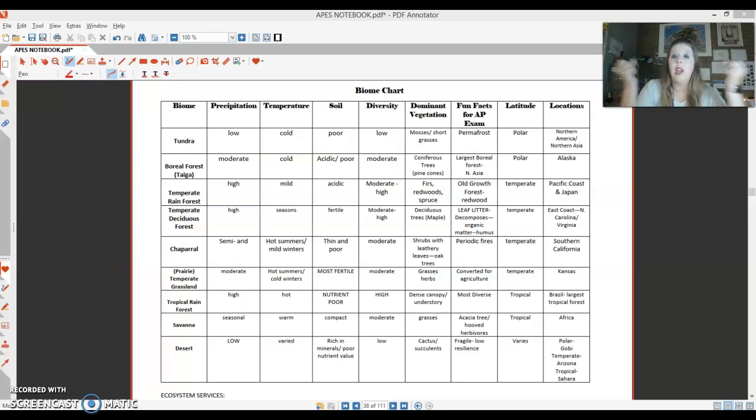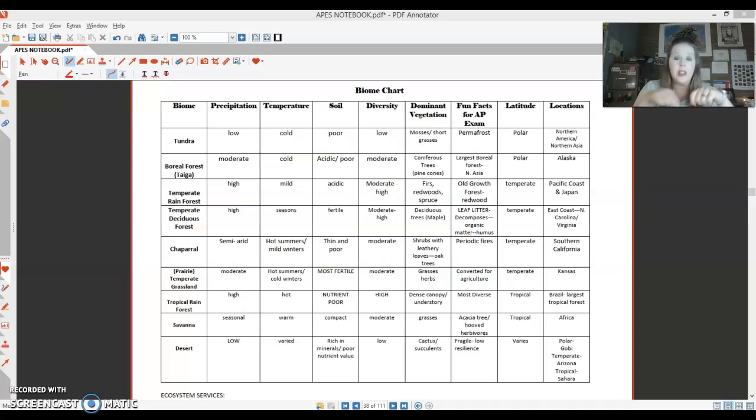Right, so we have talked about the characteristics of terrestrial biomes. So let's go into specifics about each one. So a major life, super easy. Thank you, Ms. Hunter. And I already filled this in for you.